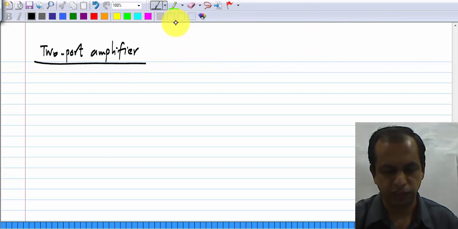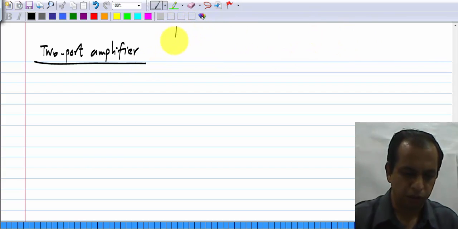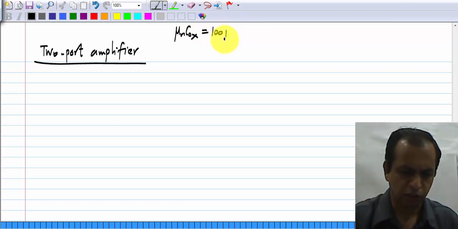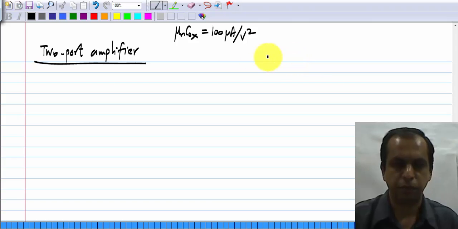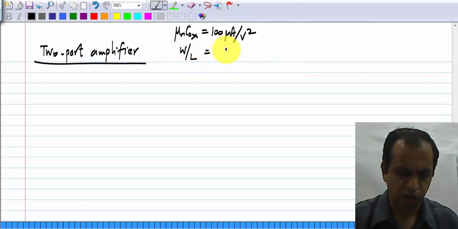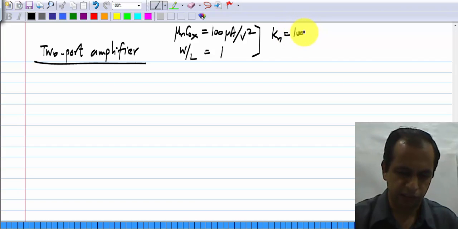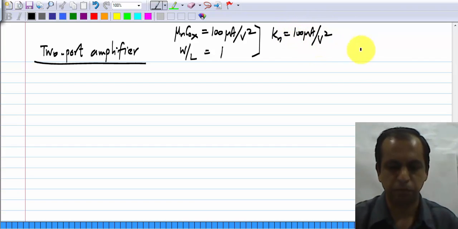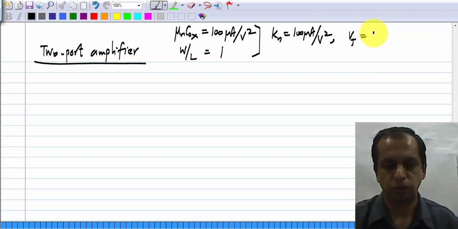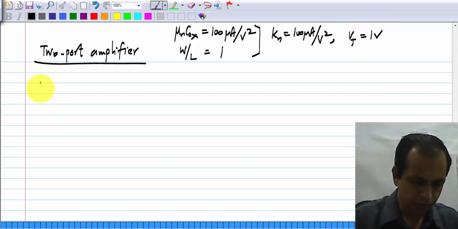And throughout these discussions, I will continue to use a MOS transistor whose parameters are given here. These two together mean that the current factor is 100 microampere per volt square and the threshold voltage will be 1 volt.